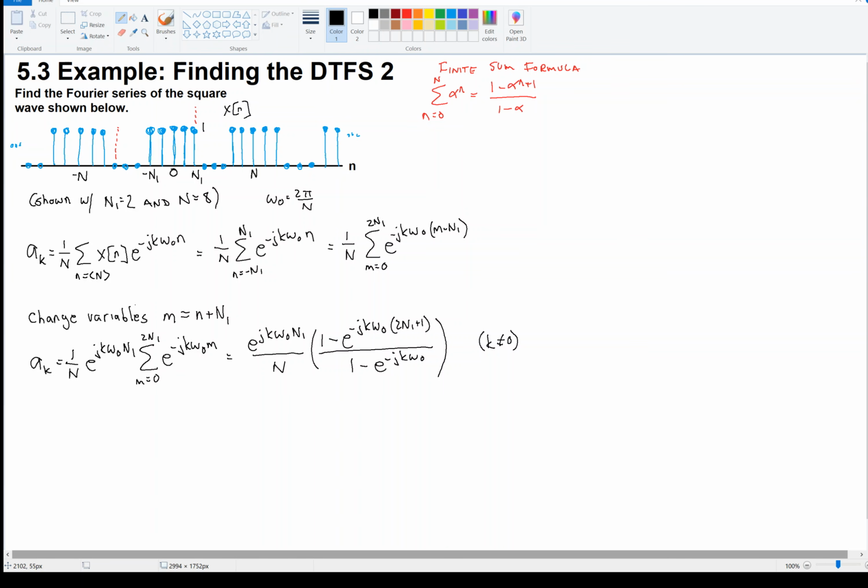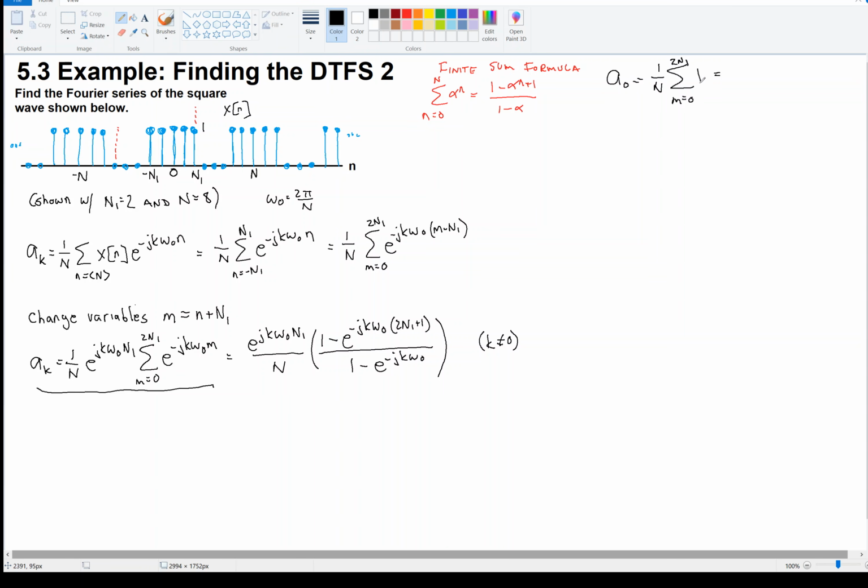So now that we know that k equals 0 we have to handle separately, let's go back to before we applied the finite sum formula, so that's over here, and let's immediately plug in 0 for k. So I'm looking at this right here. A0 is 1 over n, e to the 0 is 1, and then a sum m equals 0 to 2n1 of 1. So what is that equal to? Pause the video to think about this.